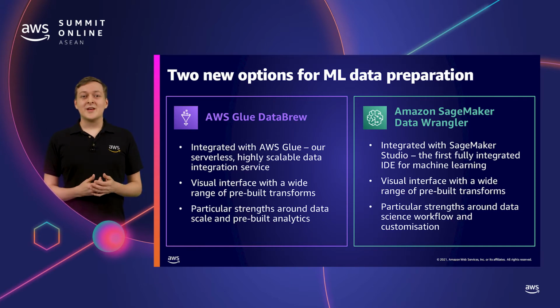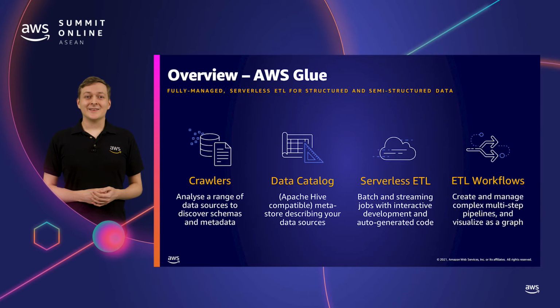In today's demos, we'll show both working together on an example use case. So let's take the path of our data and explore Glue DataBrew first. Now, as we mentioned earlier, AWS Glue offers fully managed serverless ETL for structured and semi-structured data. At a high level, the service consists of 4 main components.